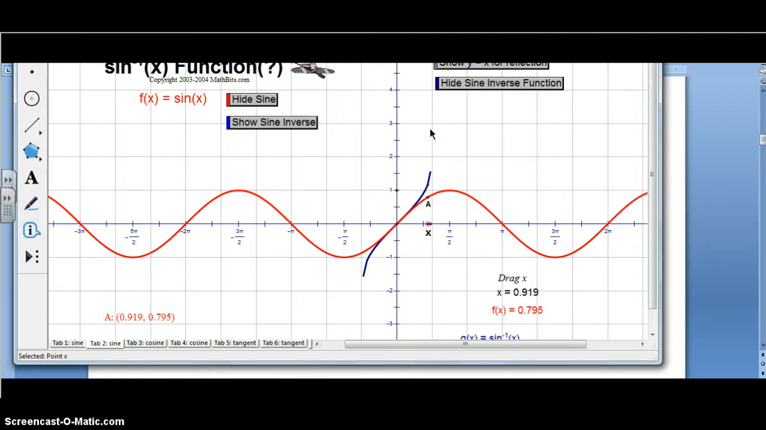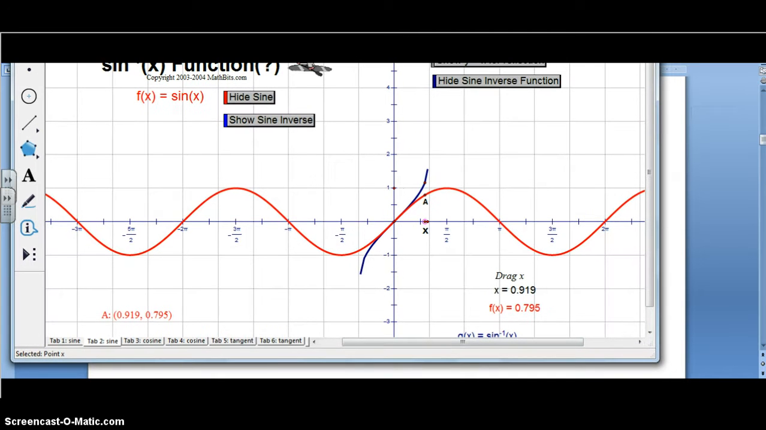Geometry Sketchpad is a great program. We found this online, and it allows the students to explore their conjectures. For example, any trig function will need a domain restriction because the graphs oscillate and keep going towards infinity and negative infinity. So this program allows you to see the inverse. You can see the coordinate points.